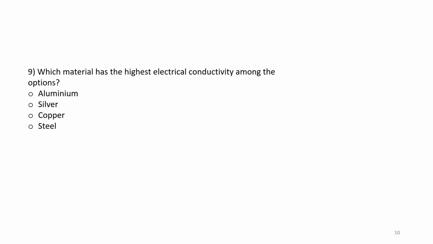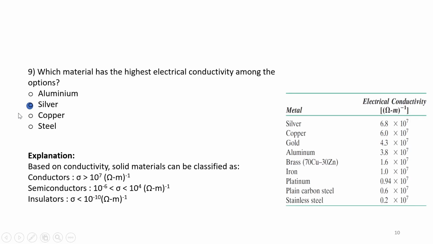Next is which material has the highest electric conductivity among these options. So your options are aluminum, silver, copper and steel. So we know that most wires are made of either copper or aluminum, but that is because they have low cost compared to silver, but silver has the highest electrical conductivity among these.